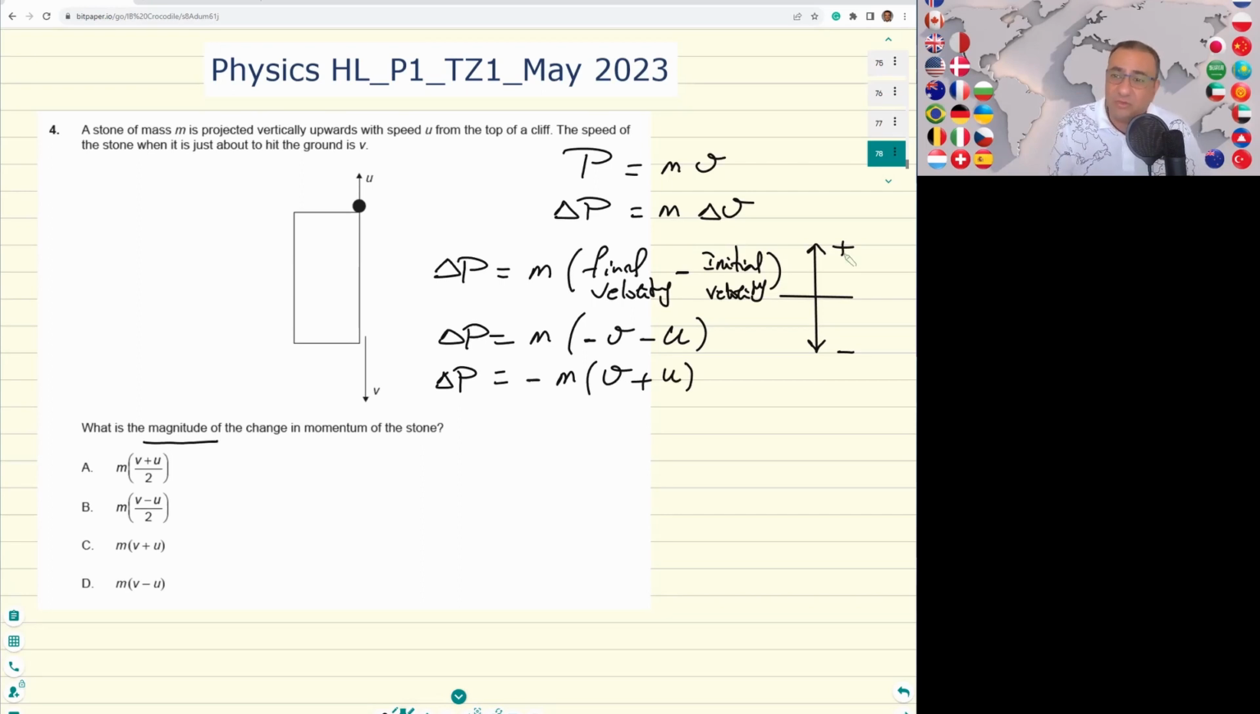The magnitude is only the absolute value of this change in momentum, so we don't care about negative or positive. The magnitude is always positive. So here, the magnitude of delta P is going to be only m multiplied by v plus u. So the answer to this question, question number 4, physics high level paper 1, is C. The answer is C.